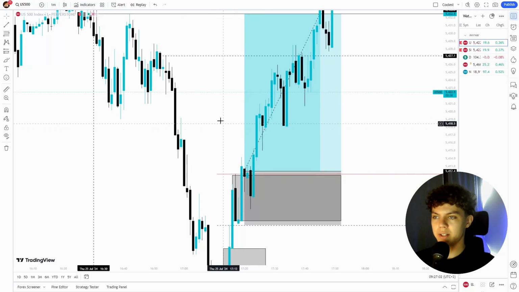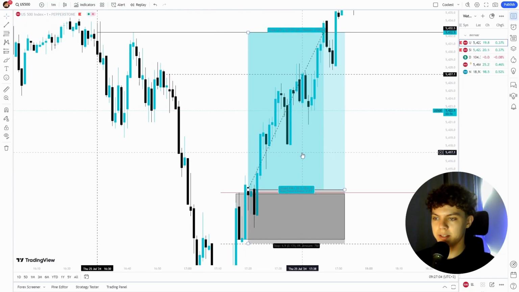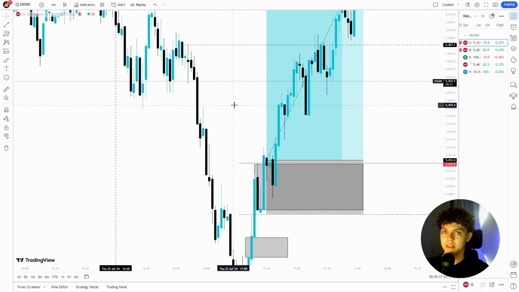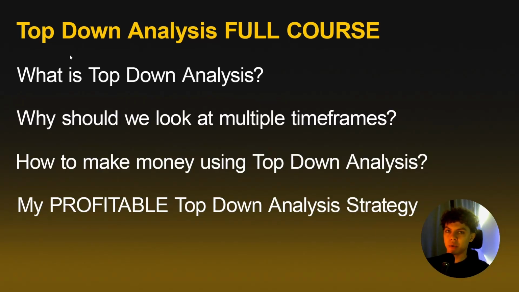This is the trade that I took yesterday, and as you can see, it is a nice 1-to-3 risk-to-reward ratio. If you want to start taking trades like this every single day, then you'll have to look at multiple time frames to take that perfect trade. And I will teach you how to do that in this video, so pay close attention. This is exactly what you will learn in this top-down analysis full course.